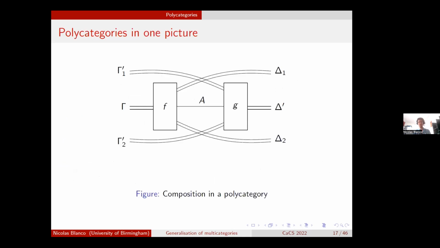So instead of going into the details, I will give you polycategories in one picture. Like I said, the idea of polycategories is that you have multiple inputs, but also multiple outputs now for your maps. And you can compose along one specific object. So you cannot compose along multiple objects, just one object. And so if you are a logician, you want to think about the cut rule. Yeah. So it's really mimicking the cut rule.